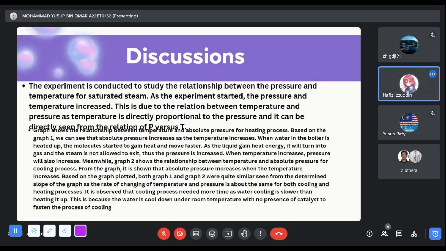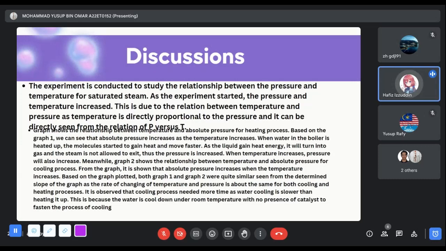When the water in the boiler is heated up, the molecules gain heat and move faster. As the liquid gains heat energy, it will turn into gas and the steam is not allowed to exit. Thus, the pressure increases. When temperature increases, pressure will also increase.